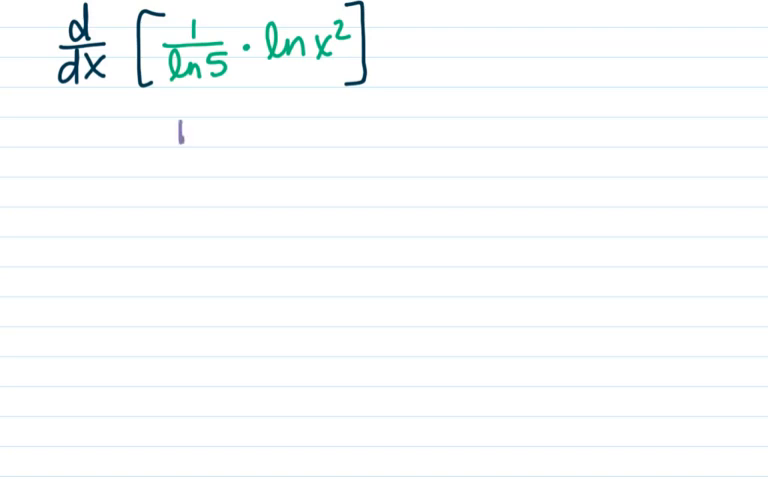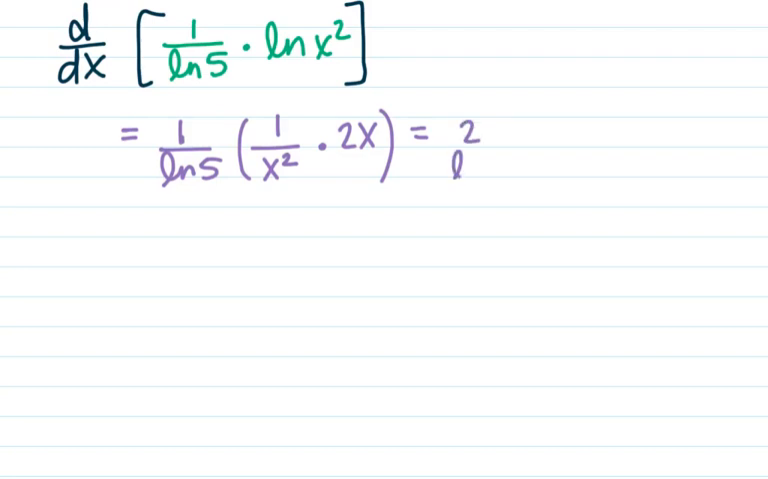So we would leave this guy out front times the derivative of natural log of x squared, that'd be 1 over x squared, times the derivative of x squared, which is 2x. And this we could simplify, right? So let's see, the x is going to cancel out one of the x's here. So we would be able to simplify this here. One of these x's would cancel out one of the ones in the denominator, and we'd be left with a coefficient of 2 over ln 5 times 1 over x. And you could leave it that way, or you could just write it as one big, lovely expression.